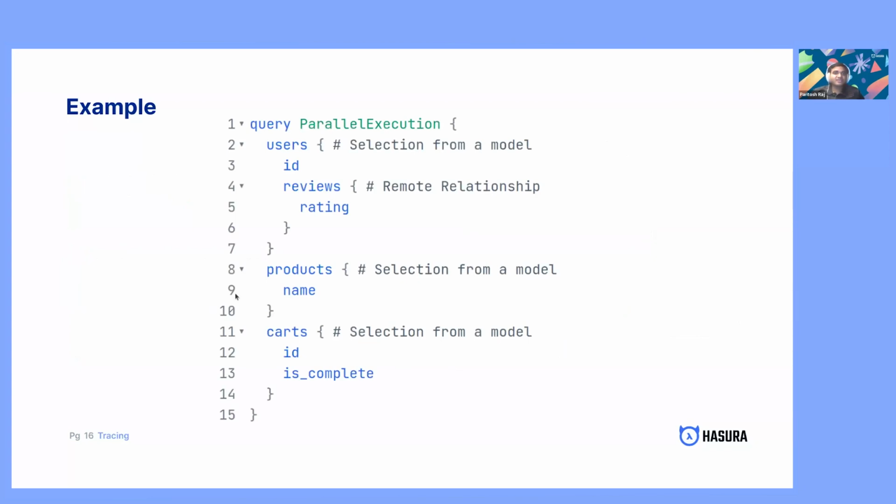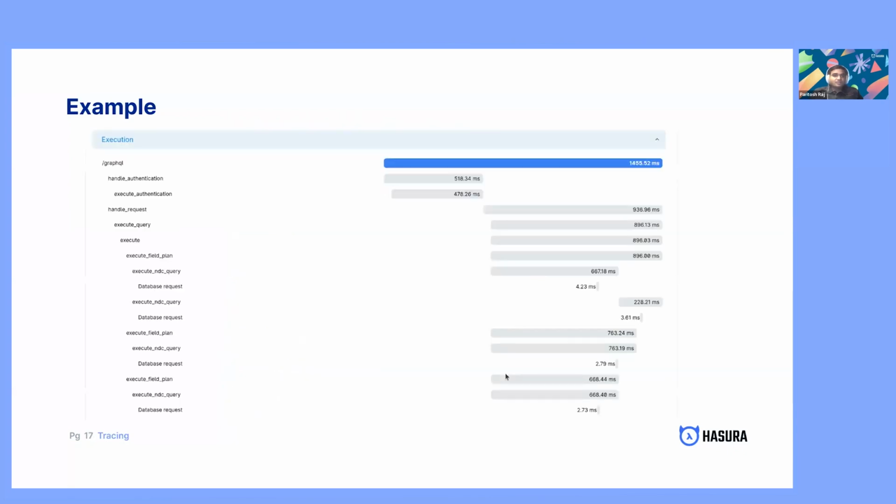Yeah, thanks, Julian. So we will start with a simple example where we have a selection from a model called users, and we have a remote relationship with another model called reviews with the user, and then we have two more selections from other models called products and cards, and all the user, product and cards are belonging to different data connectors. So the tracing will look something like this. It is a bit small. I'm sorry for that.